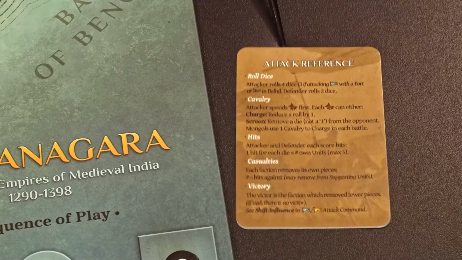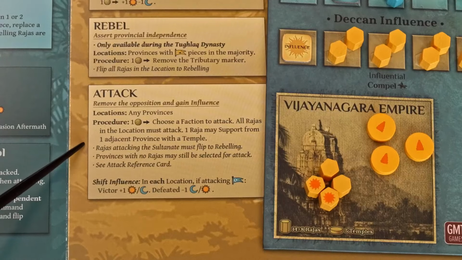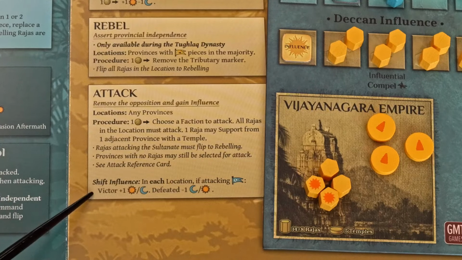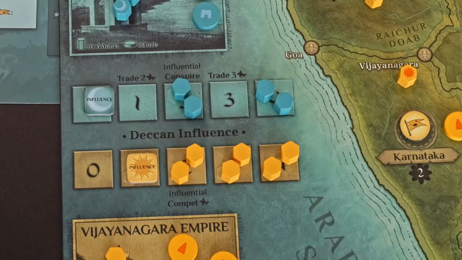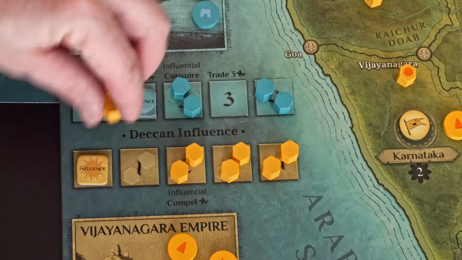I will discuss the combat rules shortly, as it works the same for all factions, including the Mongol invaders. In a battle between the Bahmanis and Vijayanagara, if there's a victor, that's the side that took the fewest losses. Adjust the influence track +1 for the victor, -1 for the defeated faction.